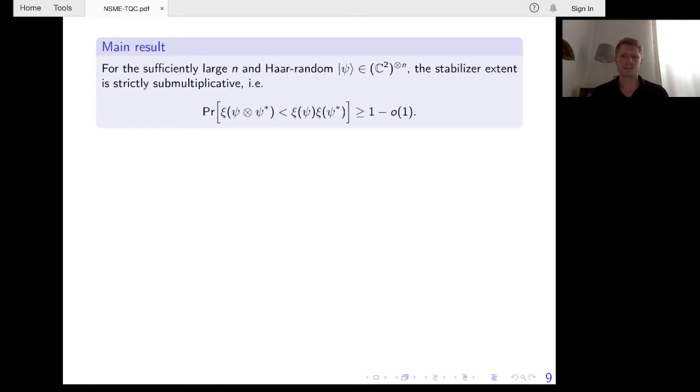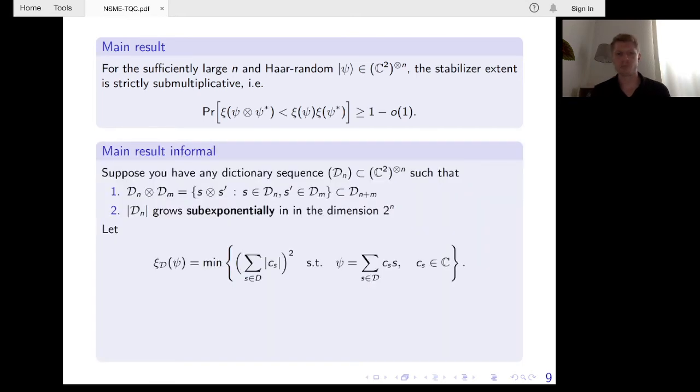So as I said before, usually you consider a dictionary, and in our case, these were the stabilizer states. So let's look at the informal main result that we have. We isolate two properties of stabilizer states, and we consider an arbitrary dictionary sequence that has these two properties, and this dictionary sequence is D_n.